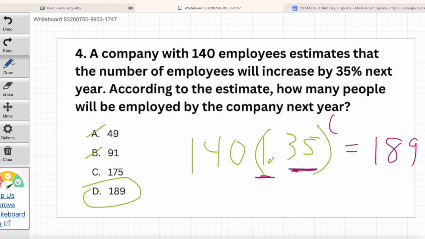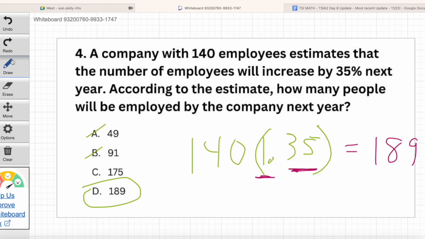Okay. Now let's say you want to increase something by 25%. What would you multiply by? 1.25. Absolutely. What if you want to increase something by 30%? What should you multiply by? 1.30. Absolutely. What if you want to increase something by 50%? What should you multiply by?